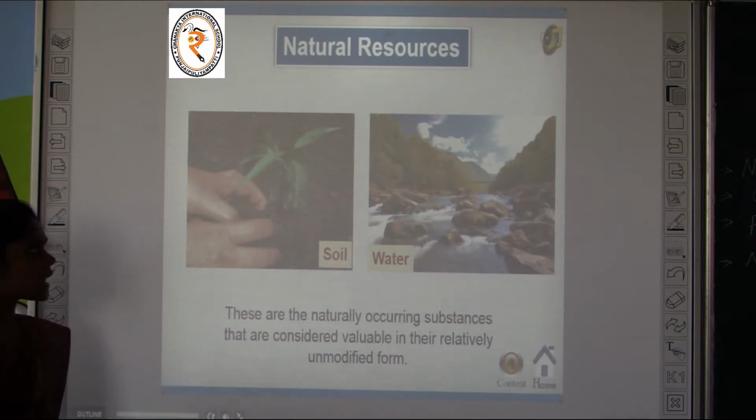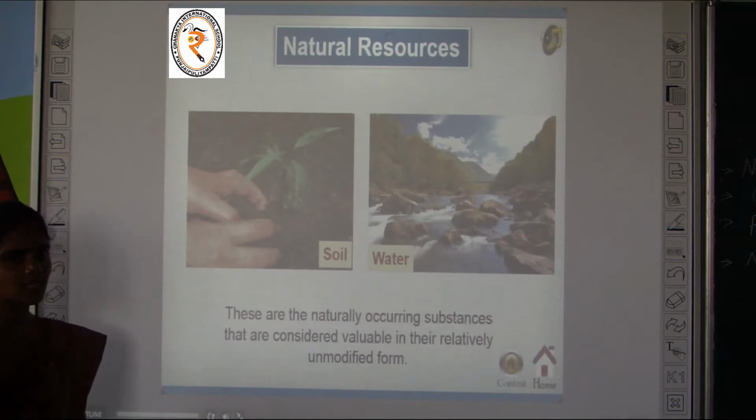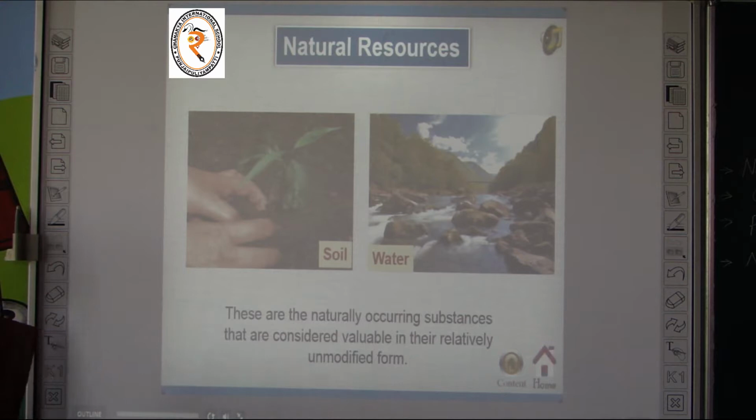The examples of natural resources are soil, water, wind, etc. These are all examples of natural resources. We can get these substances from nature, so they are called natural resources. The next one.